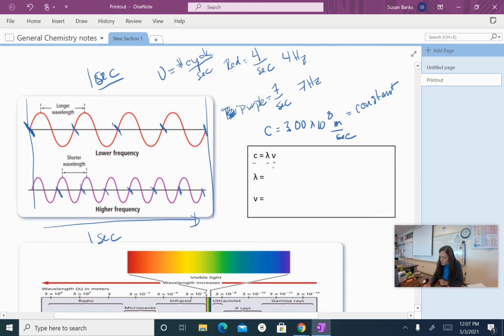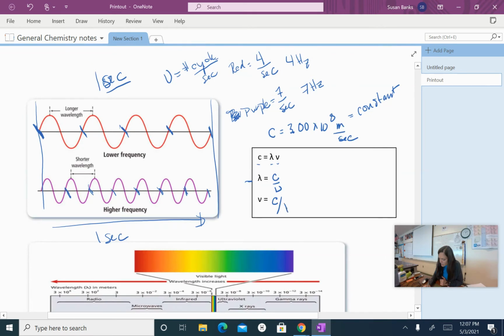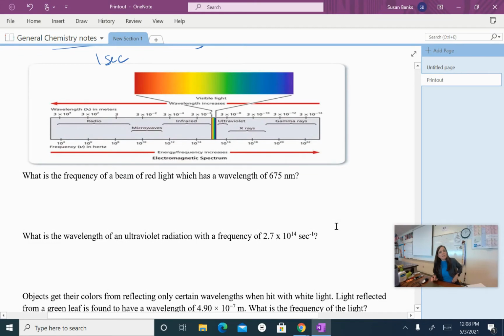So if I want to isolate wavelength here, wavelength would be the speed of light divided by the frequency. And if I want to isolate frequency, it will be speed of light divided by wavelength. So we're going to use those relationships over and over and over again. Okay, so let's learn how to do some of these calculations.